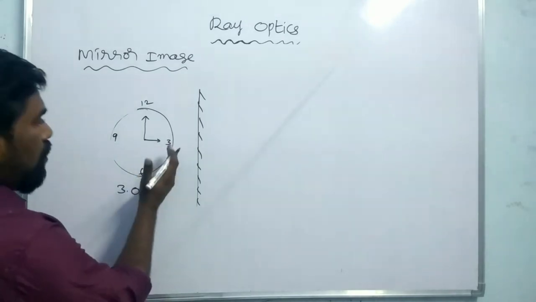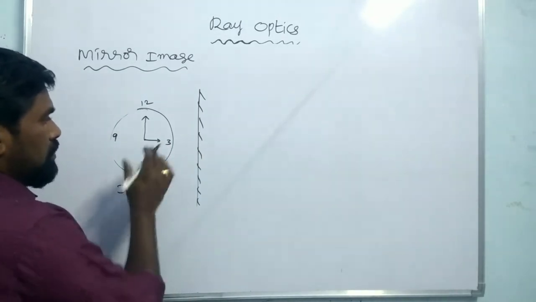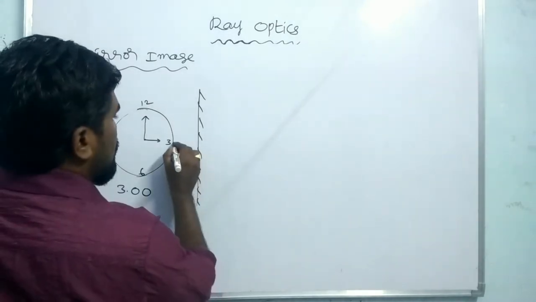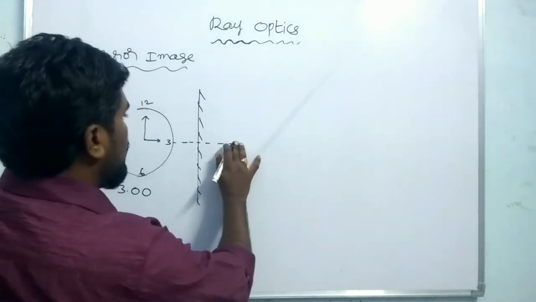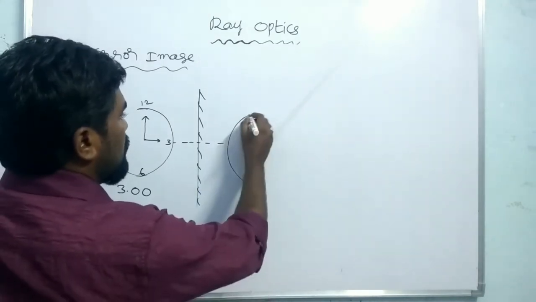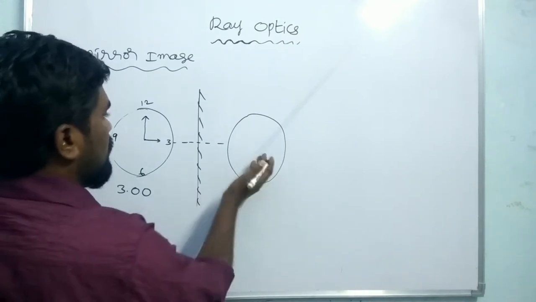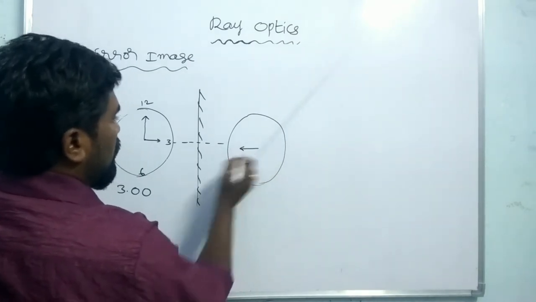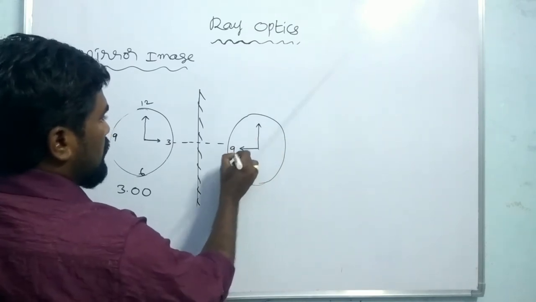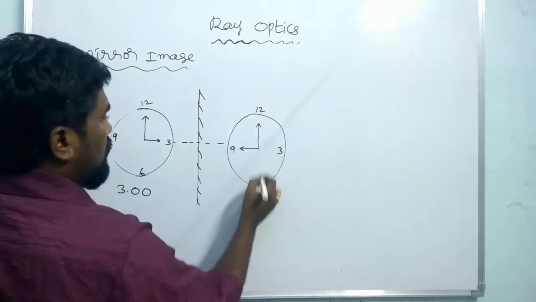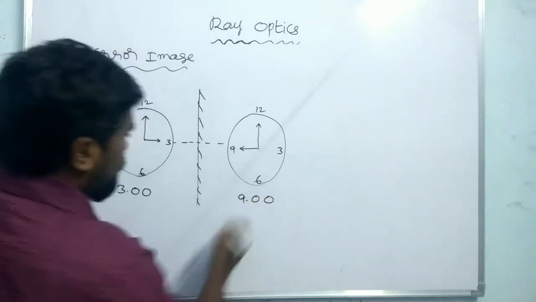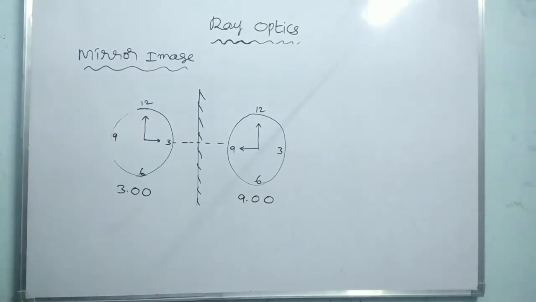So this is the object to the mirror now. So the virtual image should be formed here. That is, here this is the image where this will be like this. So this is the mirror image, whereas 9, 3, 12, 6. Now the mirror image shows 9. Okay.